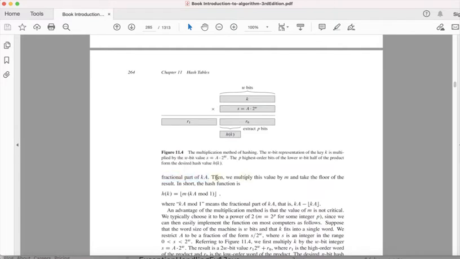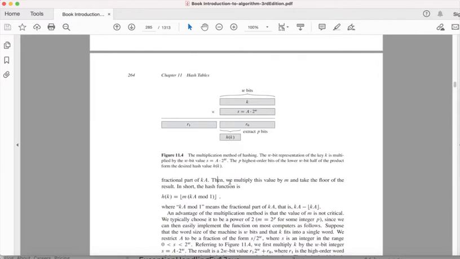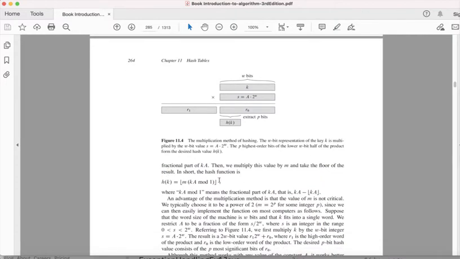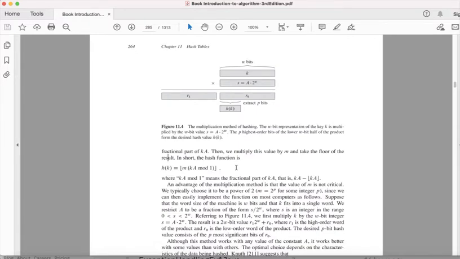Then in the second phase, we take the fractional part, multiply this value by m, and take the floor of the result. That result gives us our position in the value table.